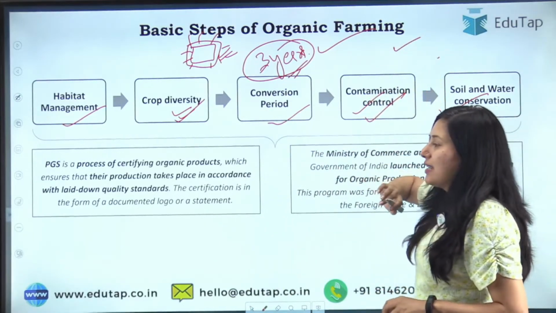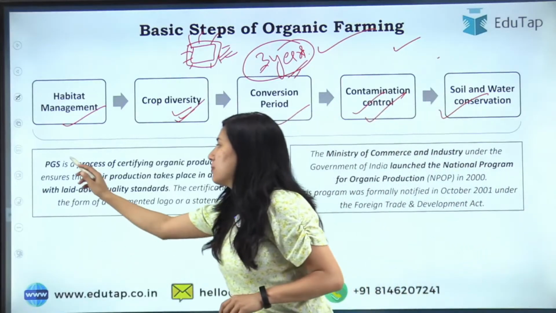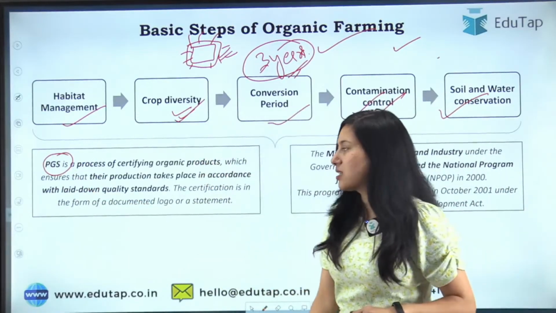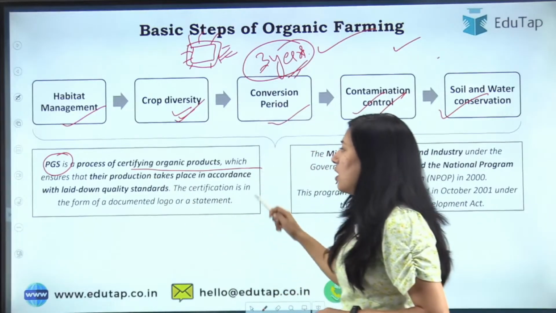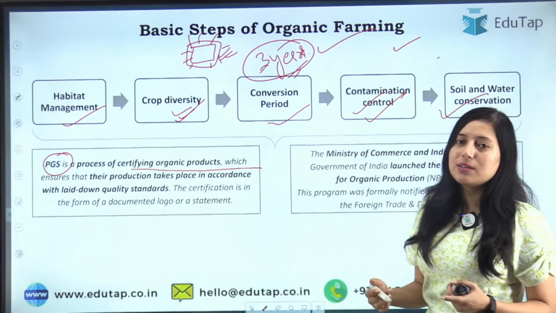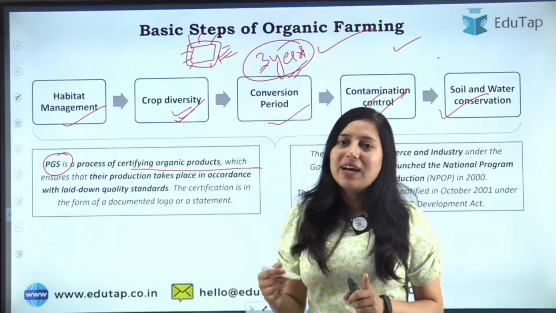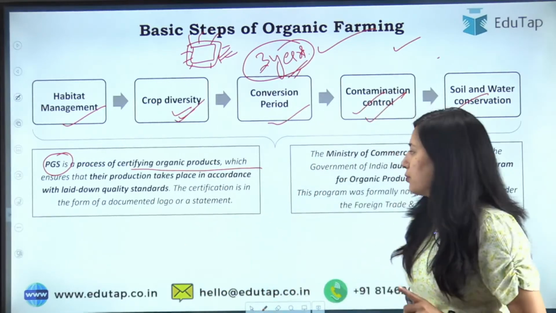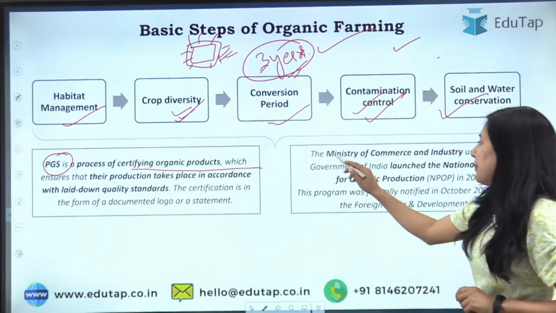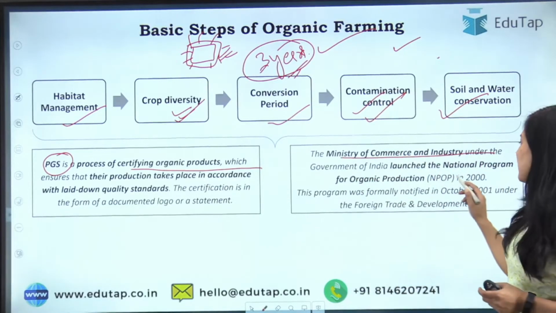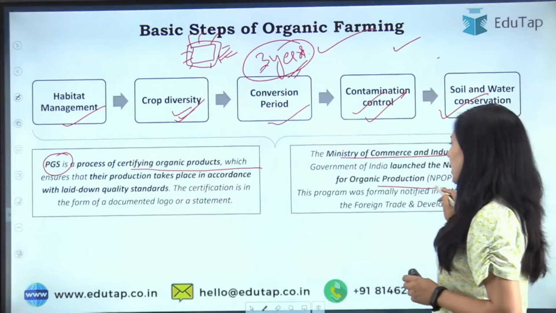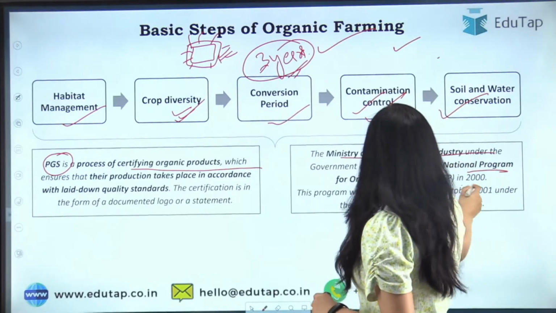Now for organic certification, we have two systems. First is PGS, that is Participatory Guarantee System. Basically this is a process of certification. Through this system, farmers can get an organic certificate, and after that they can sell their produce as organic produce. Then the Ministry of Commerce has also launched the NPOP program, that is National Program for Organic Production, in 2000.